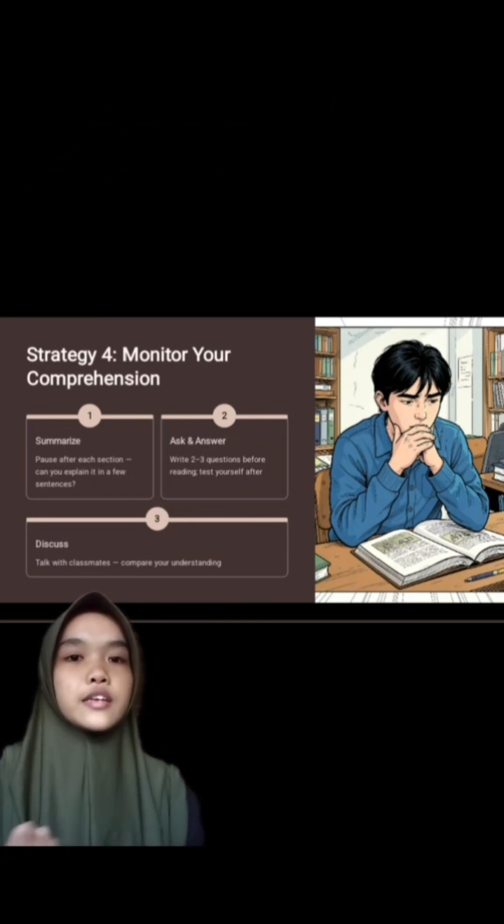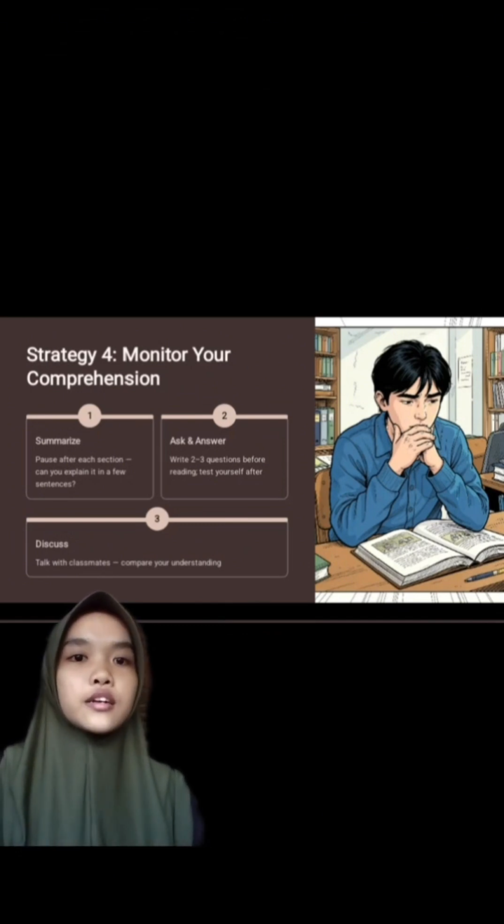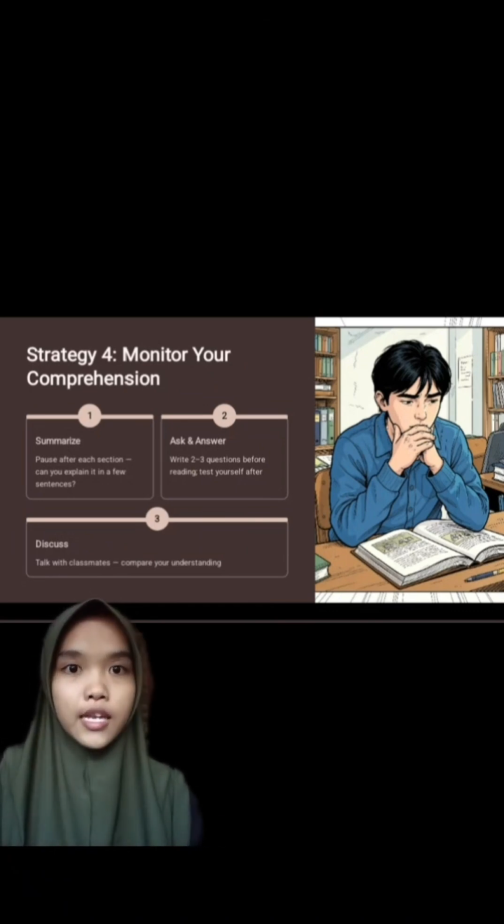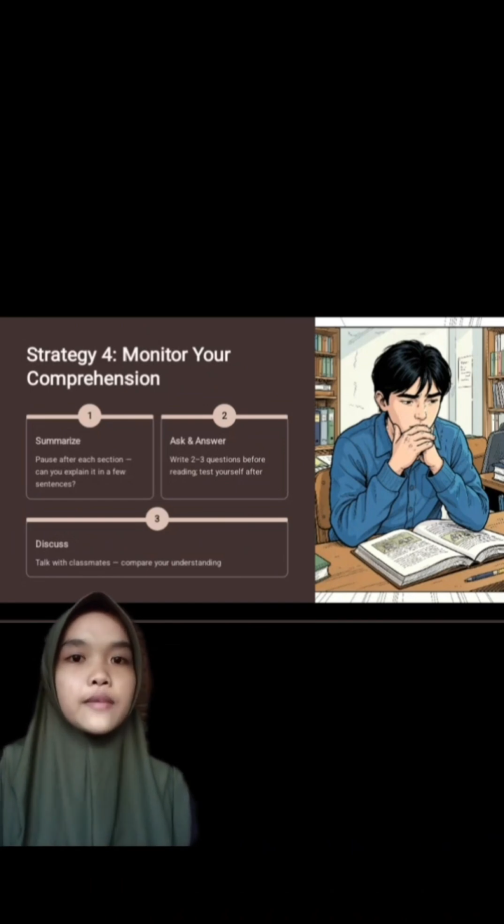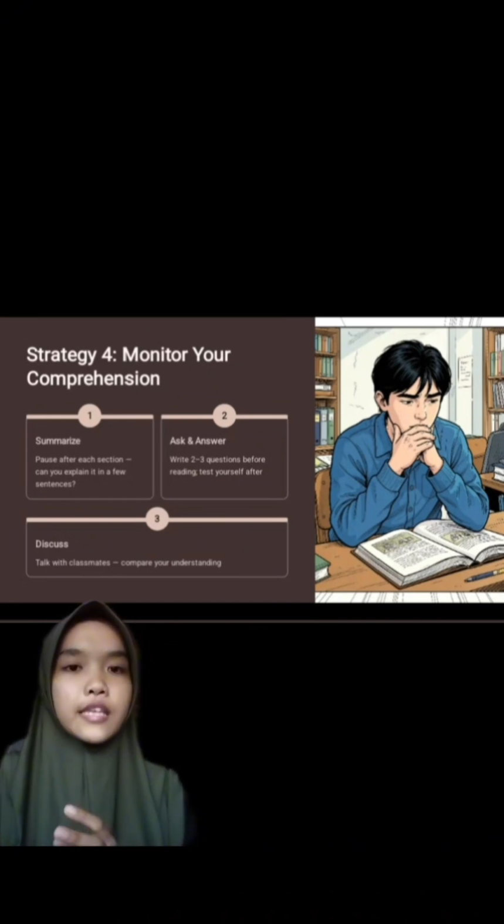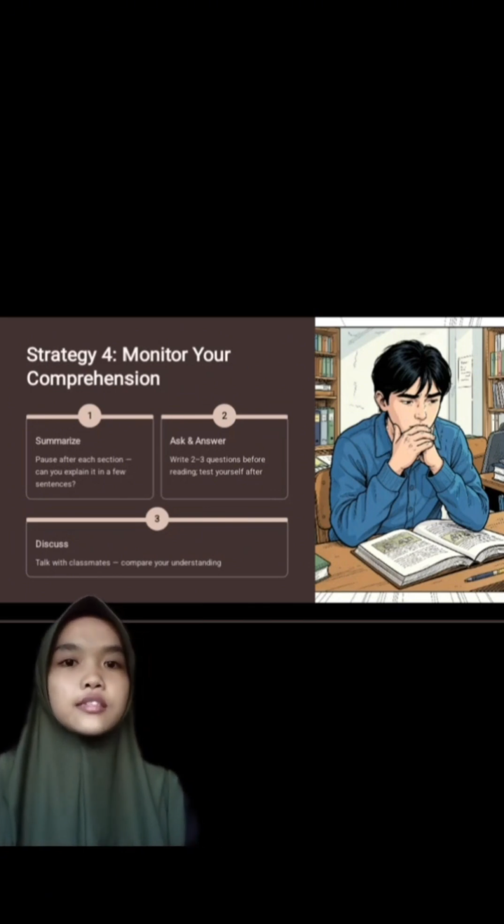The second step is ask and answer questions. Readers can prepare 2 or 3 questions before reading and answer them after finishing the text. And the third step is discuss. The readers can discuss the text with classmates to compare understanding and gain new perspectives. By monitoring comprehension, readers can stay focused and understand the text more deeply.